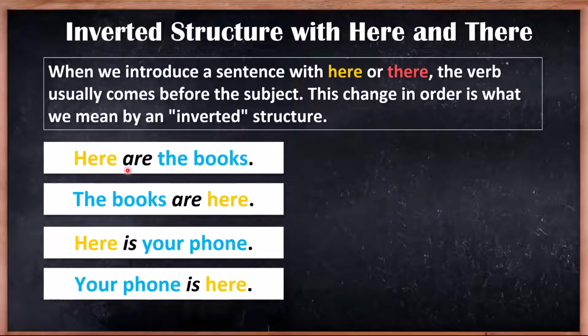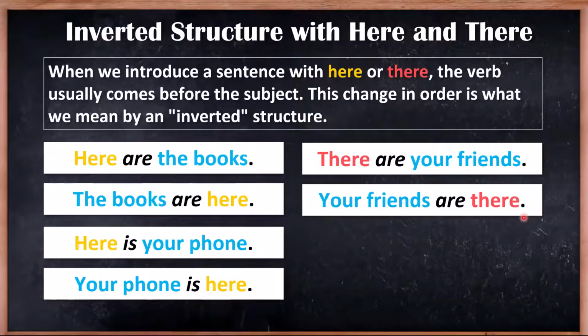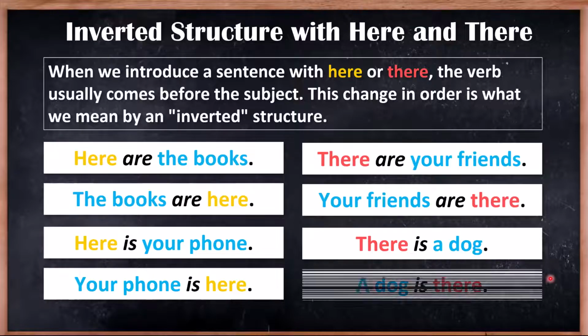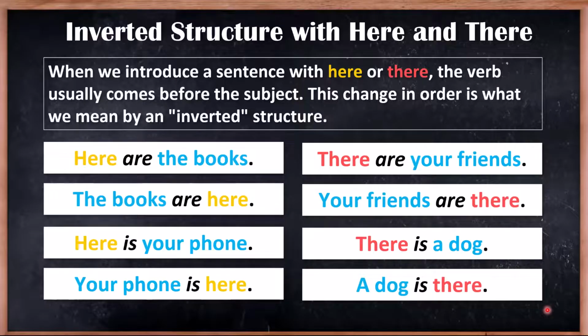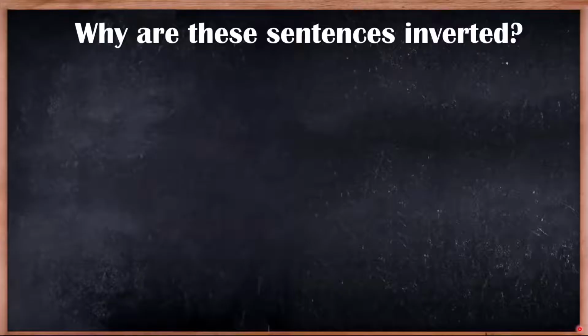We could not say here is the books, or here are your phone, because the books is plural, so we need a plural verb. Your phone is singular, so we need a singular verb. Here are some examples with there. There are your friends. Your friends are there. There is a dog, or there's a dog, if we use the contraction. A dog is there.